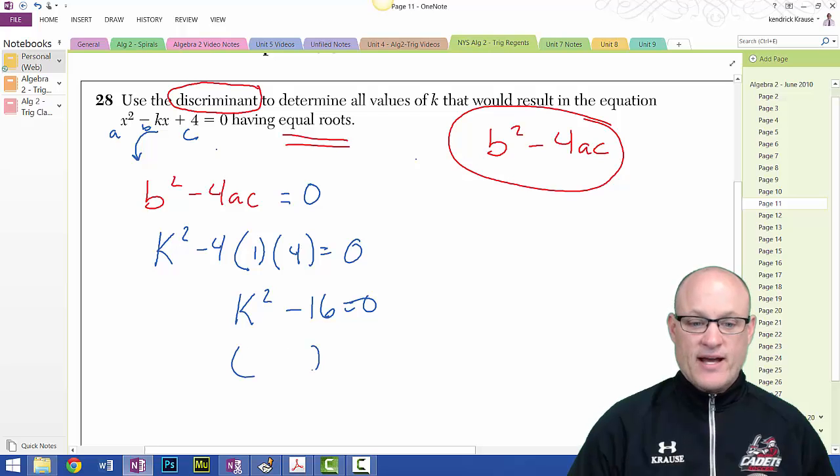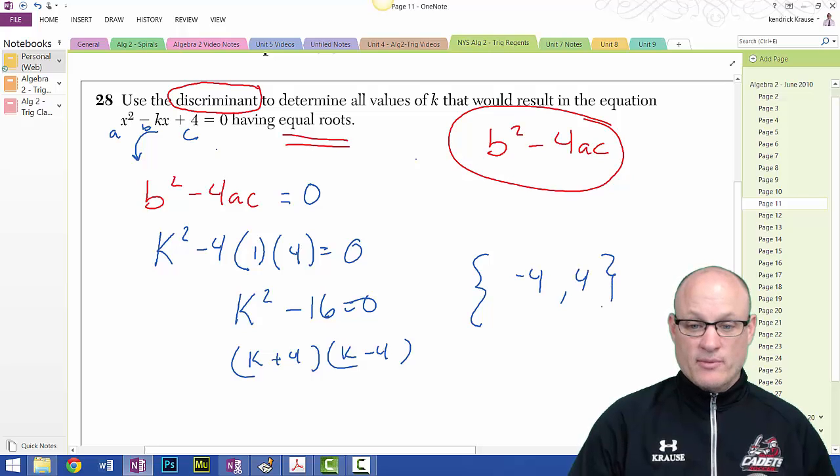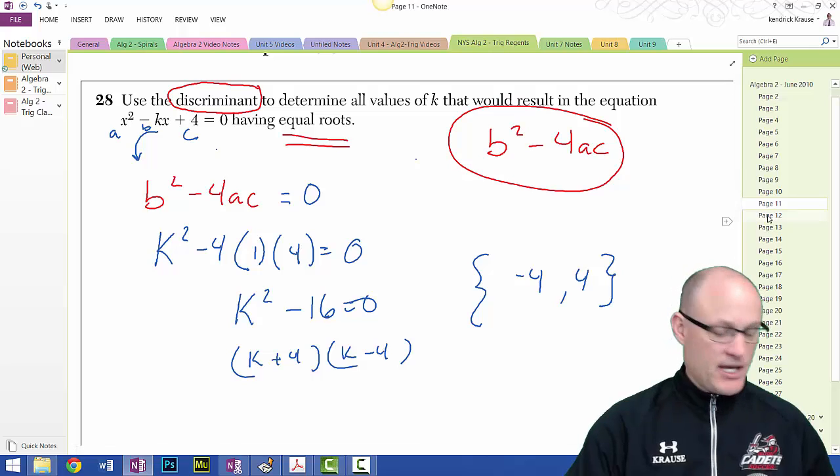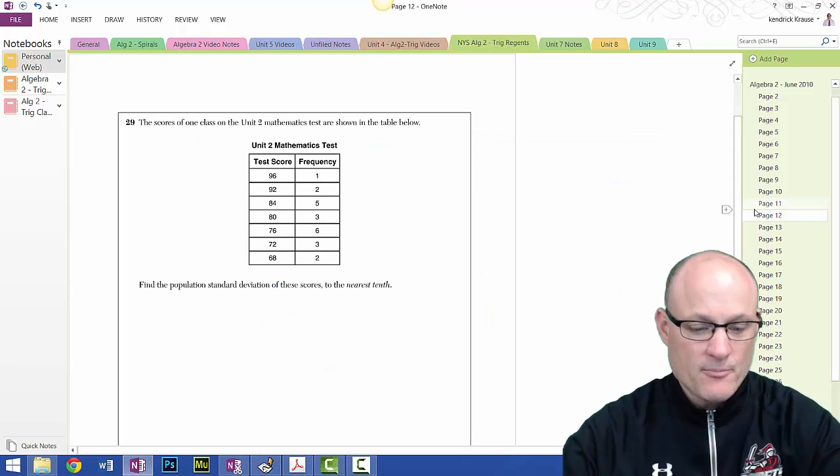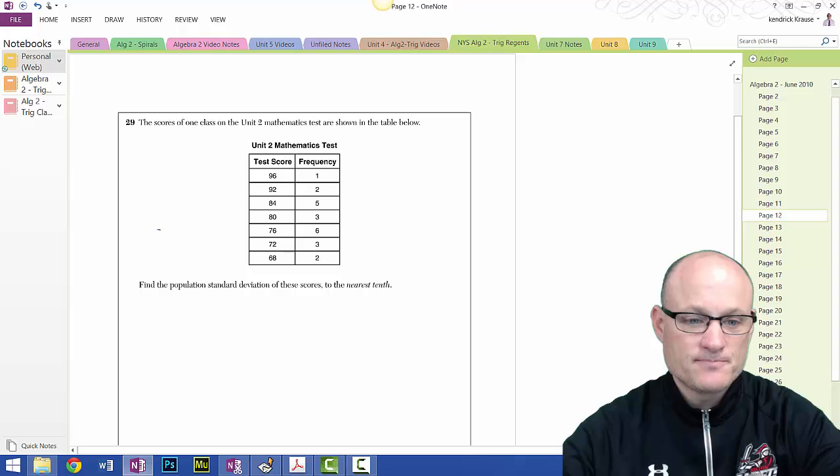I'll just simply factor this. Remember, these are part 2s. They shouldn't take too long. k plus 4, k minus 4. So my solutions clearly are k equals negative 4 and k equals 4. Those are my two answers to that problem. And it's over. Next page. Wow, this is going to go fast. Not.